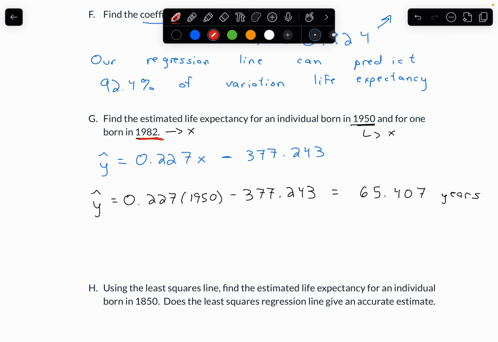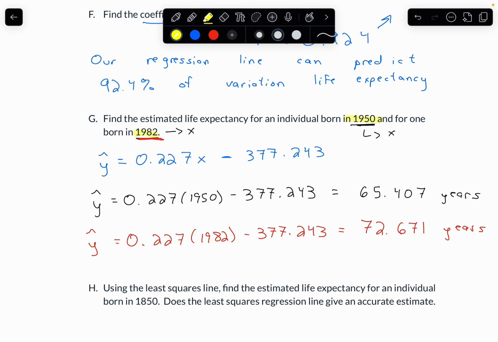Then I'll do the same thing for 1982. Let's do that in red this time around. Y hat is equal to, again, 0.227 times 1982 minus 377.243. So again, grabbing my calculator, 0.227 times 1982 minus 377.243, I ended up with 72.671 years. And I can actually go and check X equals 1950 and X equals 1982.